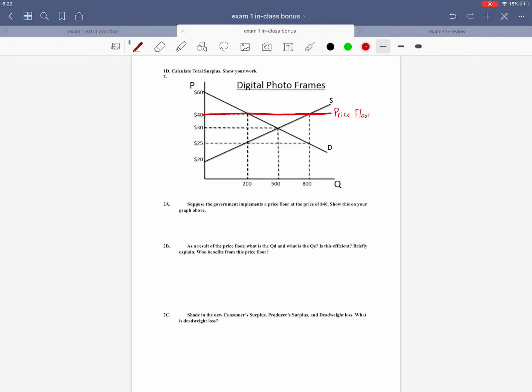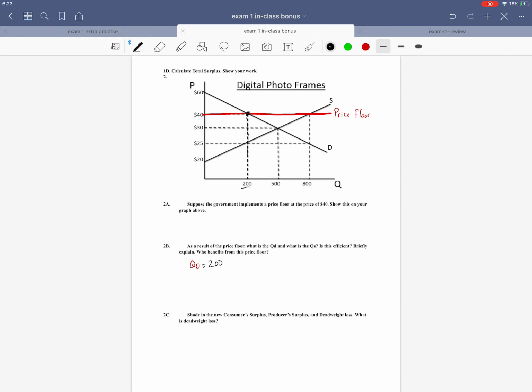Alright, so as a result, what is quantity demand and quantity supplied? To find this out, let's start with quantity demand. If the price is $40, where does that hit our demand curve? Well, it hits our demand curve right here, and we see that the corresponding quantity is going to be 200. So quantity demand is going to be equal to 200.